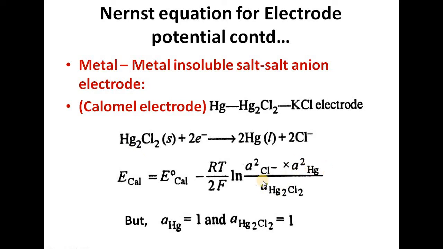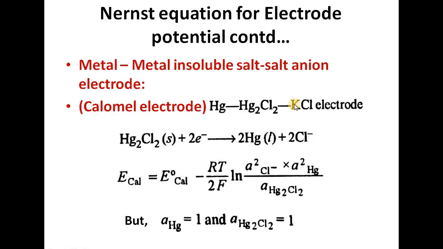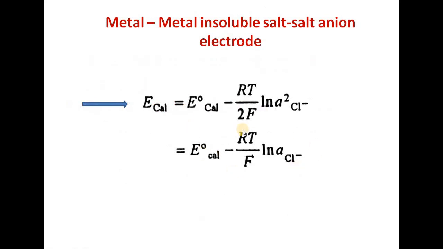Now the activity of mercury and mercurous chloride can be taken as 1. We very well know pure solid, pure liquid, this is equal to 1. So we put these equal to 1 and we are getting the final expression: electrode potential of calomel equal to standard electrode potential of calomel minus RT by 2F log natural activity of chloride ion square. So the final expression for the electrode potential of calomel electrode will be equal to the standard electrode potential of calomel electrode minus RT by F log natural activity of chloride ion.